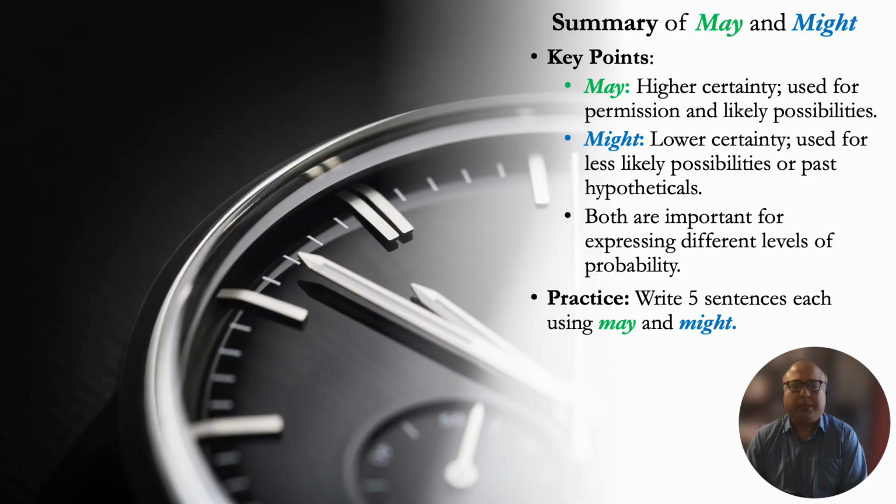All right? So this was a quick, short lesson. I hope you enjoyed it. I've summarized the lesson. May is used for higher certainty and might for lower certainty.